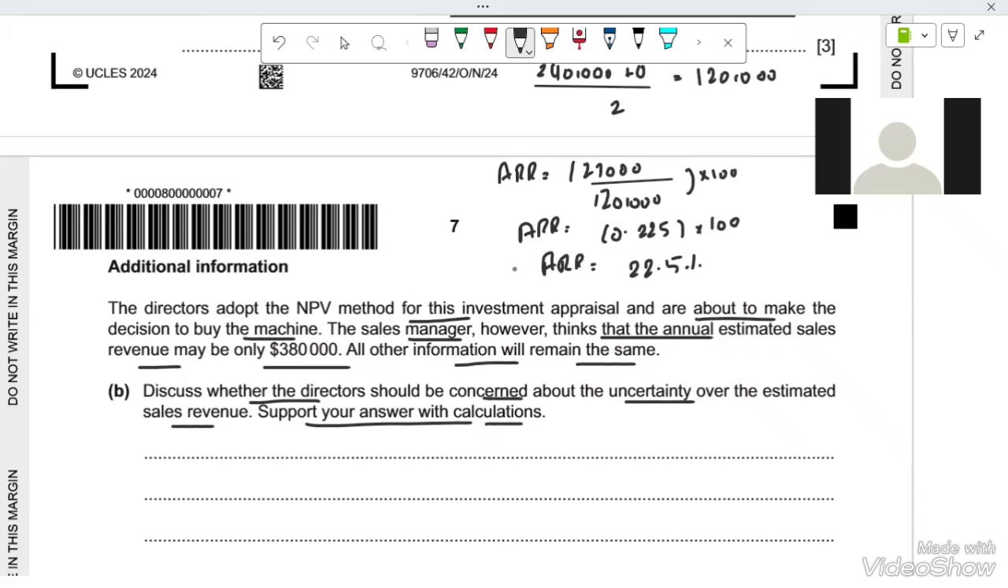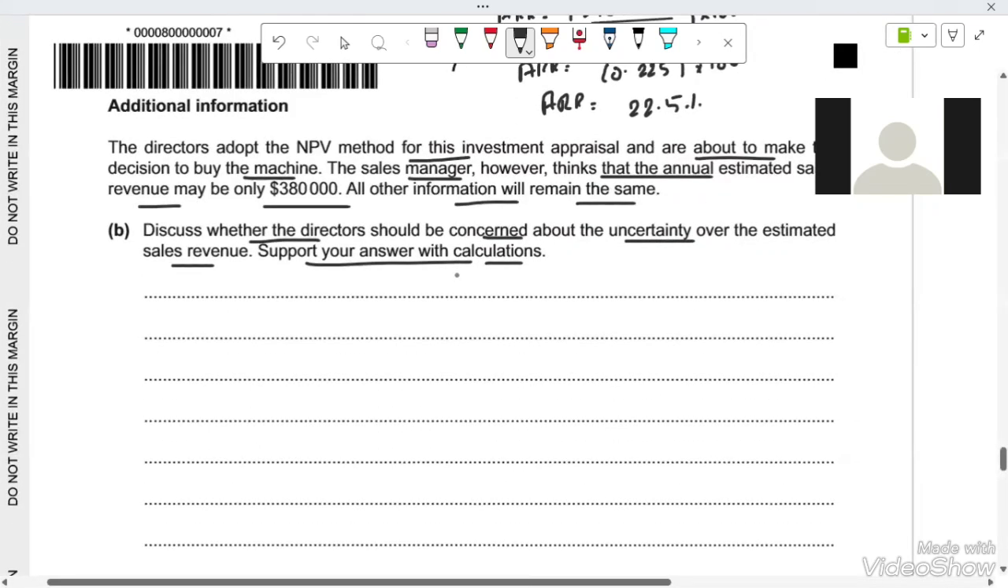So basically, discussion on uncertainty over estimated sales revenue. The director should be concerned about the uncertainty of estimated sales revenue because it can significantly impact the product's financial viability. A reduction in sales revenue leads to a lower net cash flow, which affects the net present value of the investment. The initial investment was $240,000 and the original annual cash flow was $87,000. The reduced annual cash flow due to lower sales is now $67,000, and the discount rate is 12%.